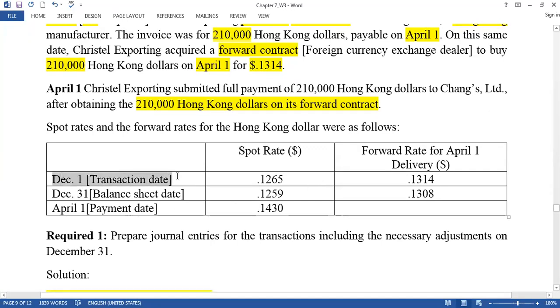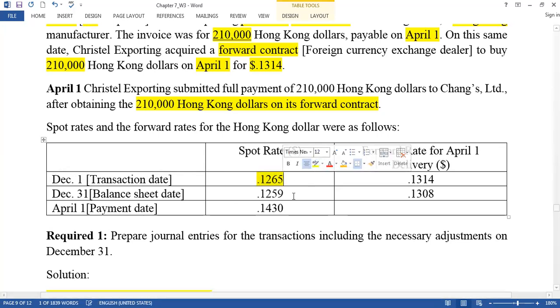Today is the transaction date. Transaction date, this is the rate, the dollar rate today. This is the balance sheet rate today. So compare these two, you have gain or loss. Transaction date is 12/6/5, but the balance sheet date is 12/5/9.